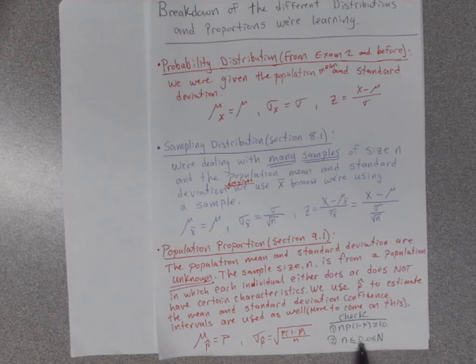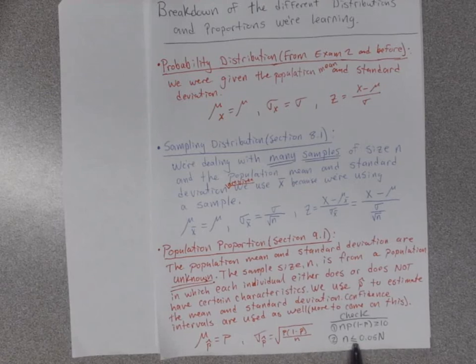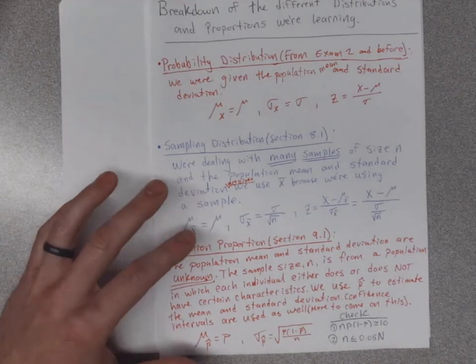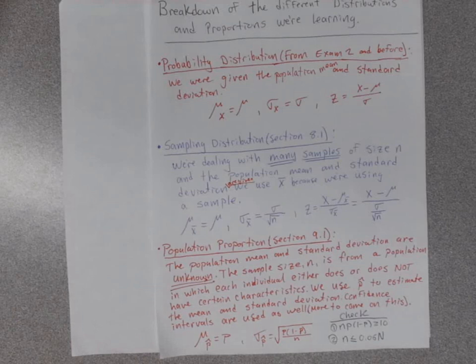So what this is saying is that capital N is the population size, and it's multiplied by 0.05. So the sample size that you take must be less than or equal to 5% times the population. All right, so I know this part's new. We're going to cover some more of that here in a minute. That's it for now.